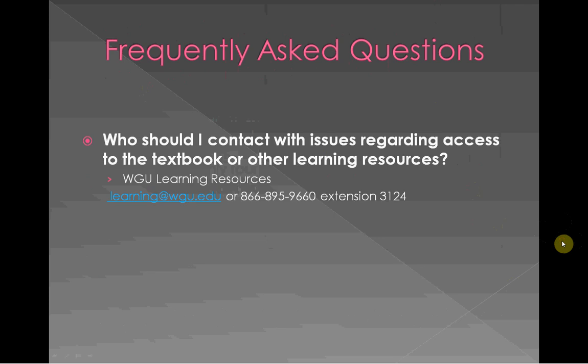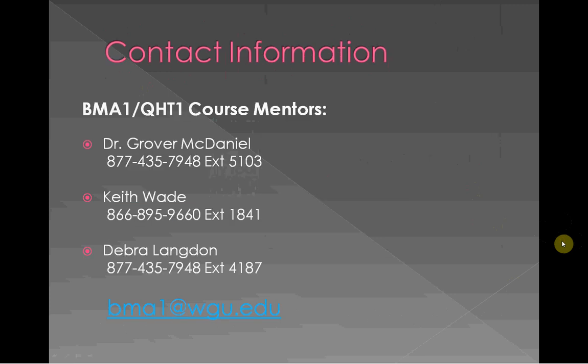If you have specific issues regarding the learning resources, you can't access a link within the course of study, you need to reach out to the Learning Resources Department. This is their number, 866-895-9660. Their extension is 3124, or you can email them at learning@wgu.edu. And lastly, these are the course mentors again, and our phone numbers and extensions. I am extension 5103. Keith is extension 1841, and Deborah is extension 4187.